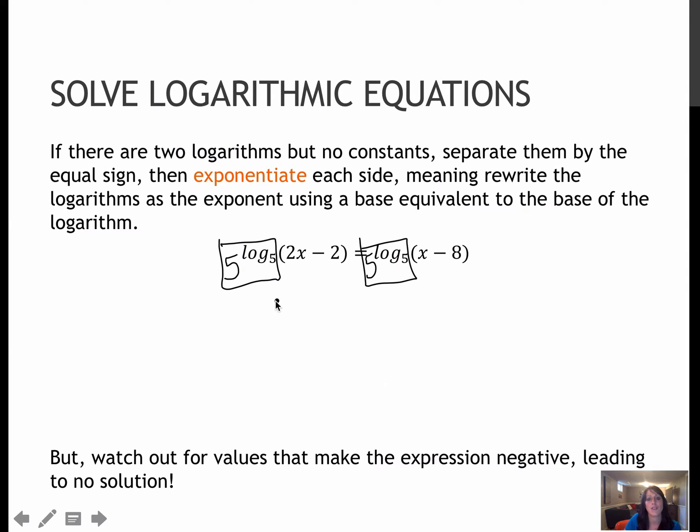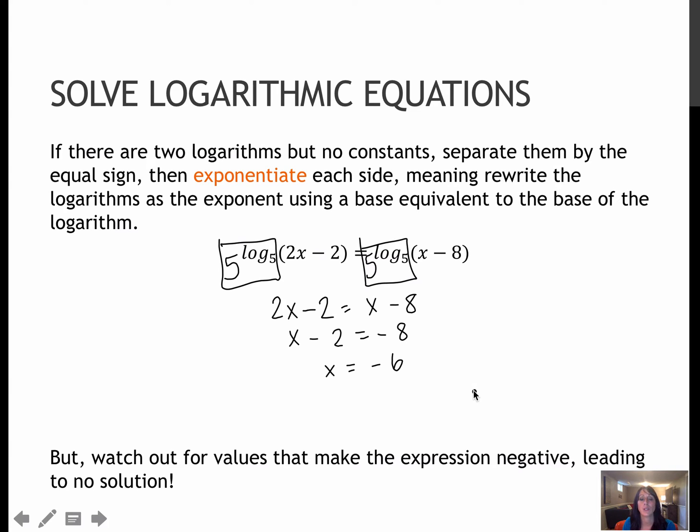And so now I just have the equation 2x minus 2 equals x minus 8, which is a very simple equation to solve. I would subtract x from each side, and I would add 2 to each side, and I would get x equals negative 6.